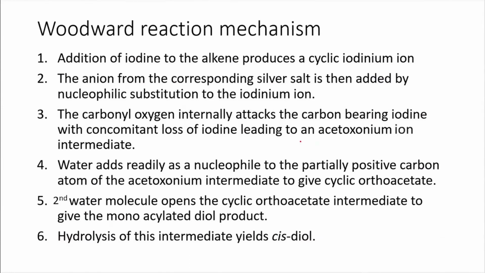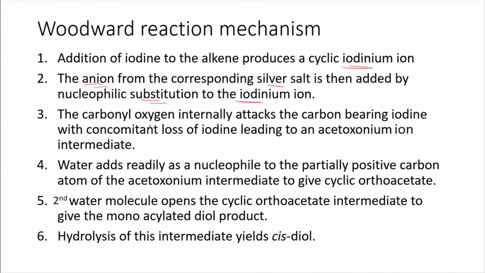So, when we look at the Woodward reaction, again the first step is very similar to the previous one. We end up with a cyclic iodinium ion, and the second step is also very similar, that is the anion of the corresponding silver salt adds by nucleophilic substitution to the iodinium ion. So, this is also very similar to the Prevost mechanism.